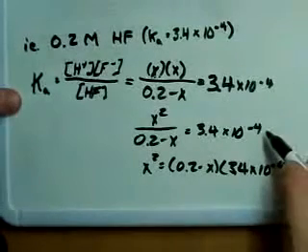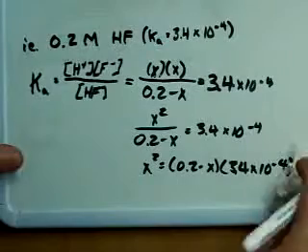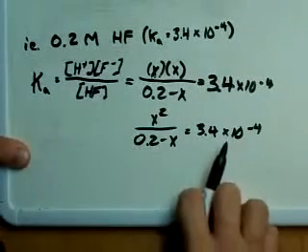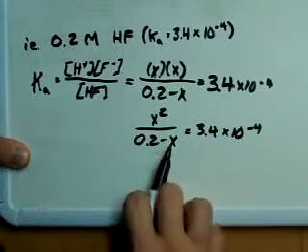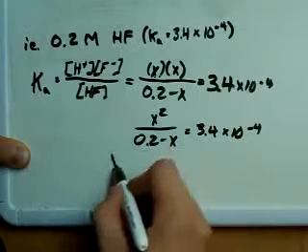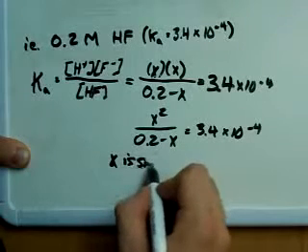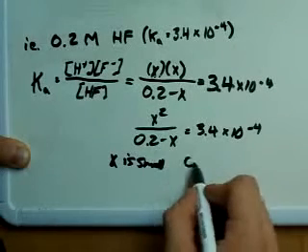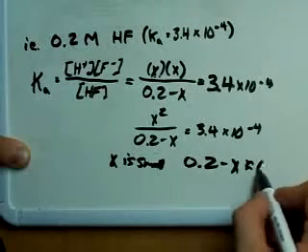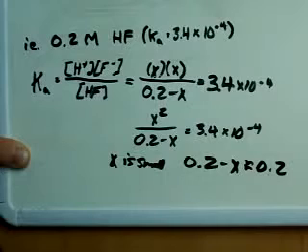What I would do here instead is make an assumption. I would say, you know what, this Ka is pretty small. I would assume that not much of it dissolves. If I assume that x is very small, then I can say that 0.2 minus that small number, it's about 0.2. We're not going to change it that much.